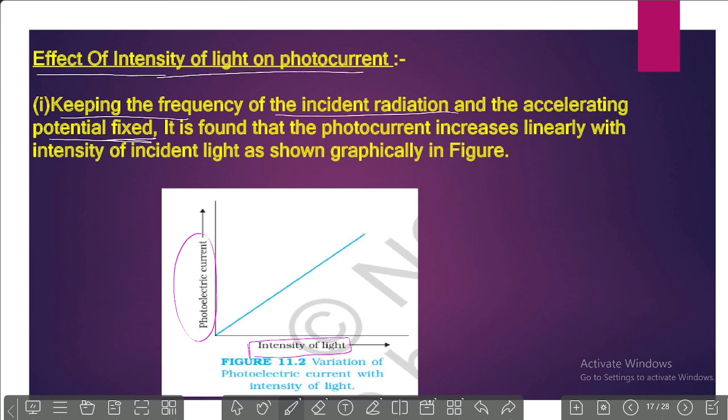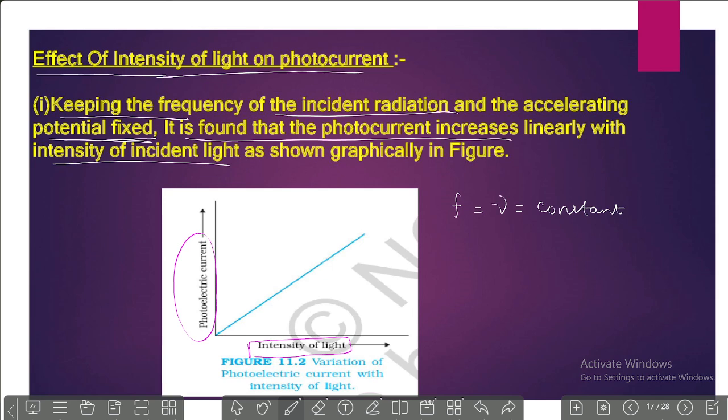So here the frequency remains constant. Here f is constant, frequency f or nu. Sometimes you can take f or nu, no problem. So your f is constant, frequency is constant, or nu is constant. It is found that photocurrent increases linearly with the intensity of incident light, as shown graphically.